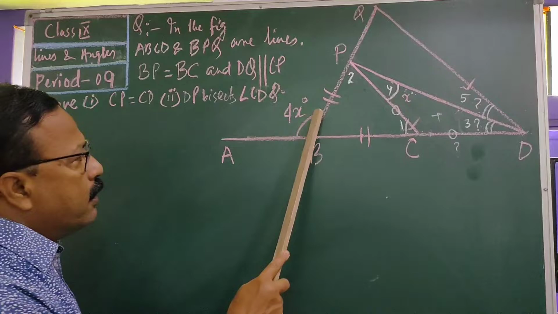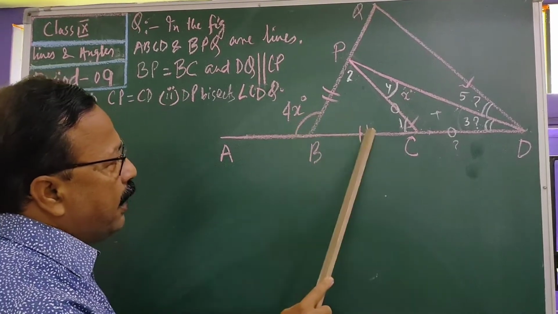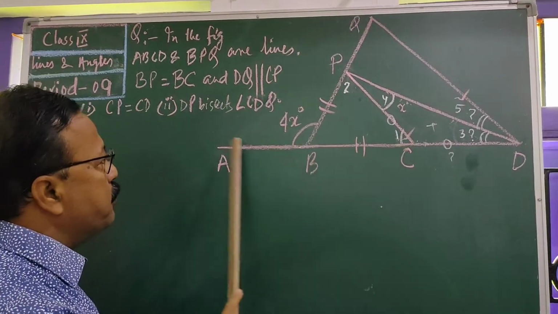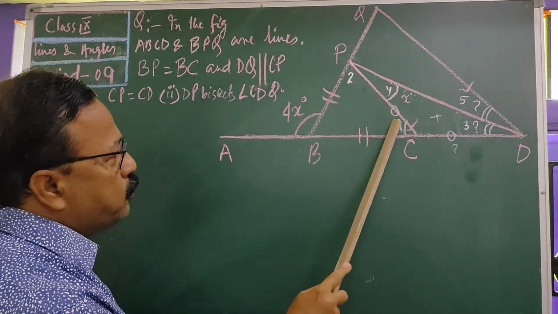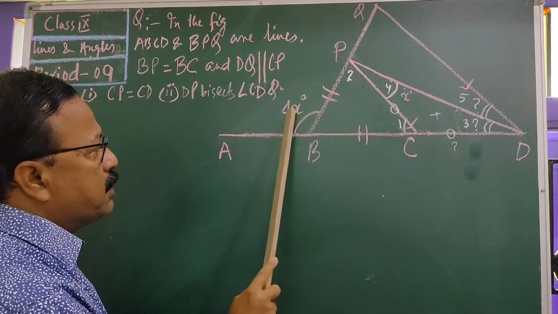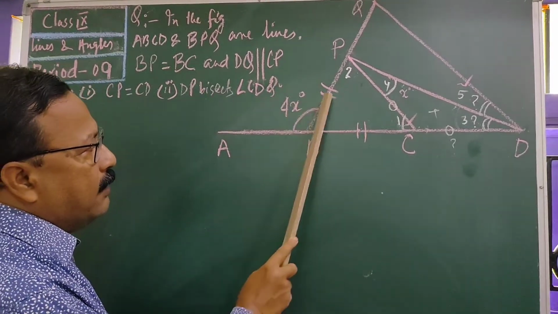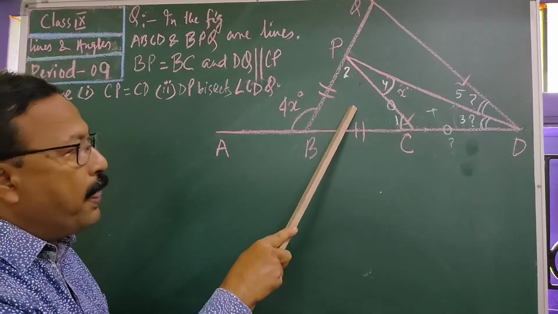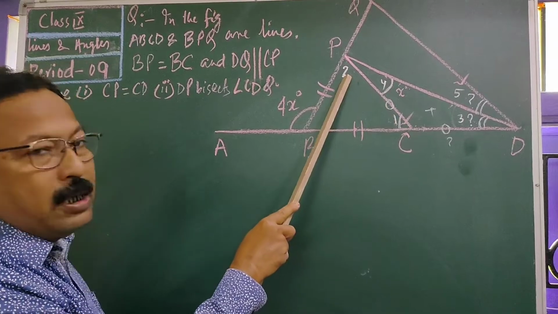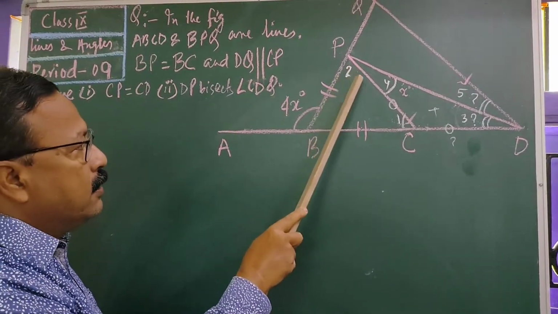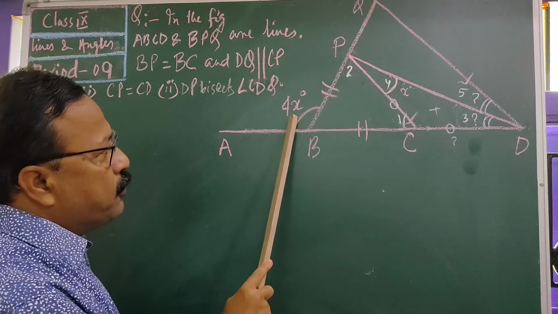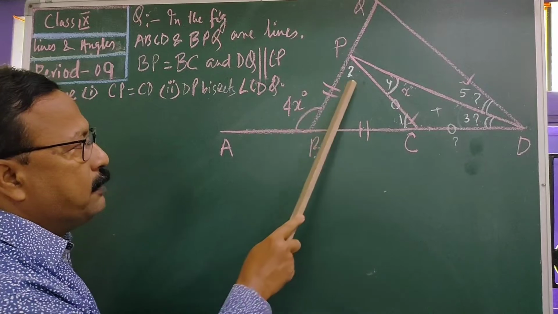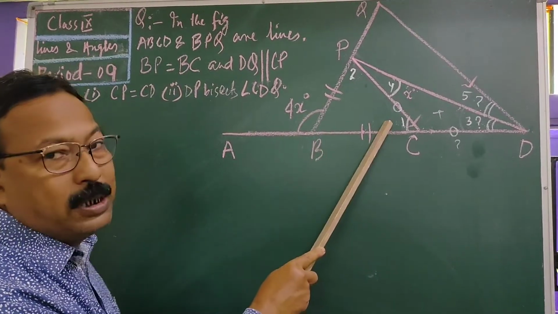Now here this one is an exterior angle, and in this triangle PCB, the side CB is produced to A. These two interior angles' sum must be equal to 4x, and these two angles must also be equal as this one is an isosceles triangle. As a result, angle 1 must be equal to angle 2. Since this one is 4x, these two angles must be half of 4x. That means this one is 2x, also this one is 2x.